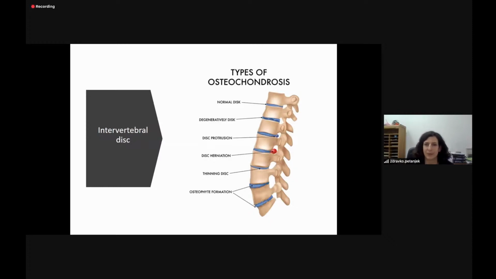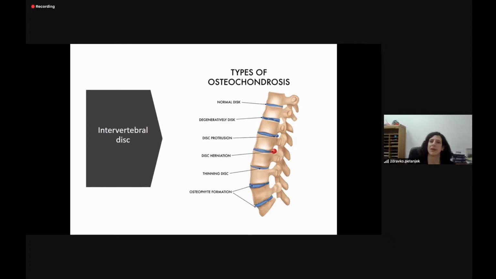Then we have many other changes that you can have on the spine, considering the disc and the roots and the end plates itself. Ivan told you a lot about it, so I'm not going to repeat it.